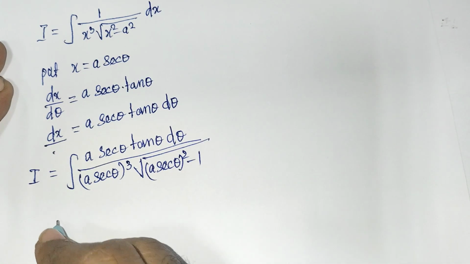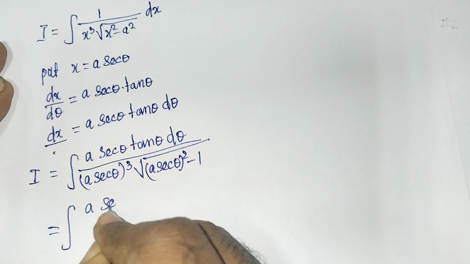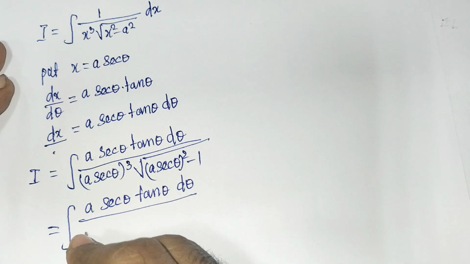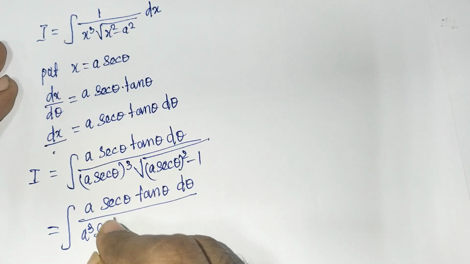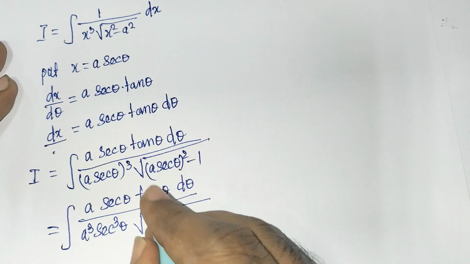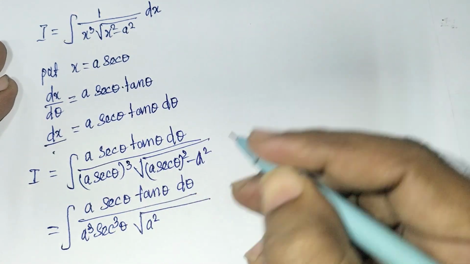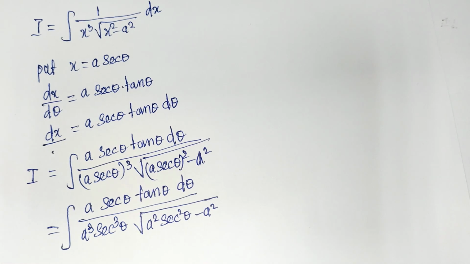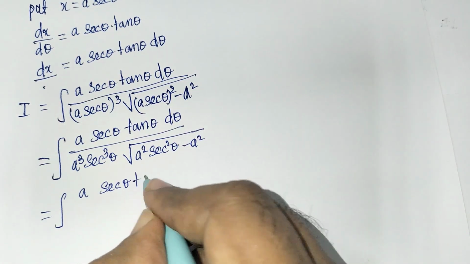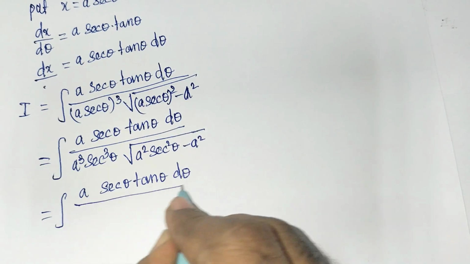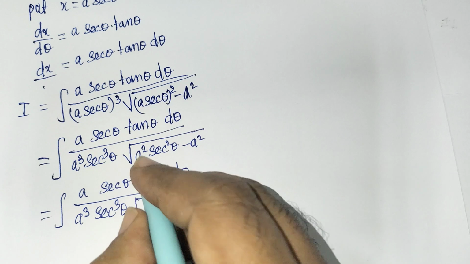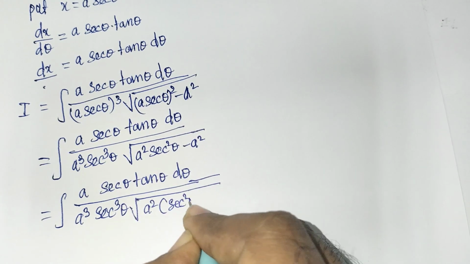Okay. Now I will simplify this. Integral a secant theta tan theta d theta divided by a cube and secant cube theta. Here I will write a square, this is a square secant square theta minus a square. Okay. So I'll write integral a into secant theta tan theta d theta divided by a cube secant cube theta. From this I'll take commonly outside a square into secant square theta minus 1.